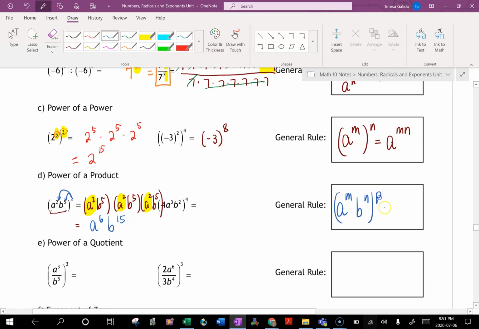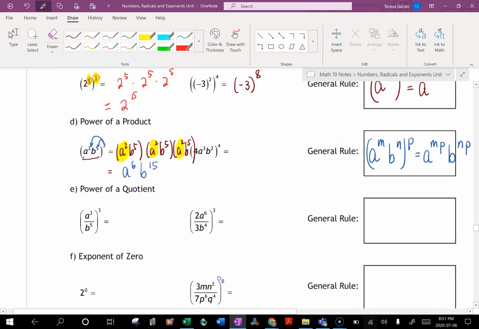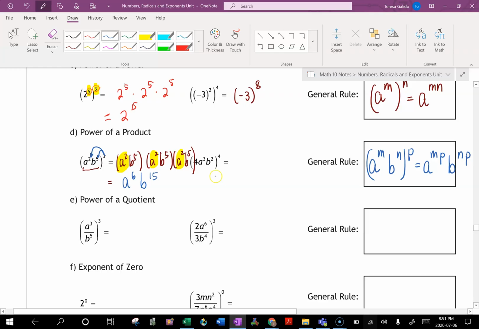Raised to the power of p, that would be a to the m times p, and then b to the n times p. So they're further multiplied to every single factor inside your exponent. And the next one here, oh, I want to do this example for the next one here. So if we have 4a cubed b squared, what we're actually doing is we oftentimes forget about the 4.